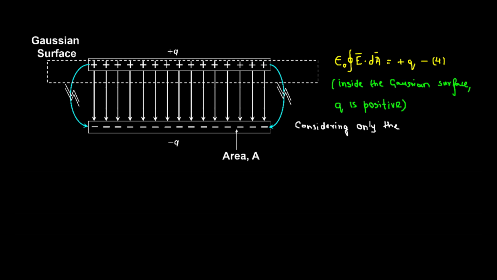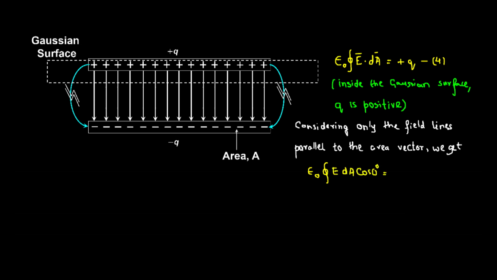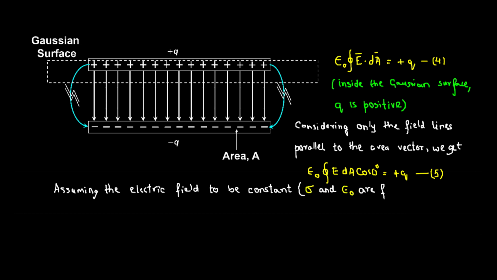Considering only the field lines parallel to the area vector, we get epsilon naught times the closed integral of E dA times cosine of 0 degrees equals positive Q, equation number 5. Assuming the electric field to be constant, with sigma and epsilon naught fixed, we have epsilon naught times E times A equals positive Q, equation number 6.